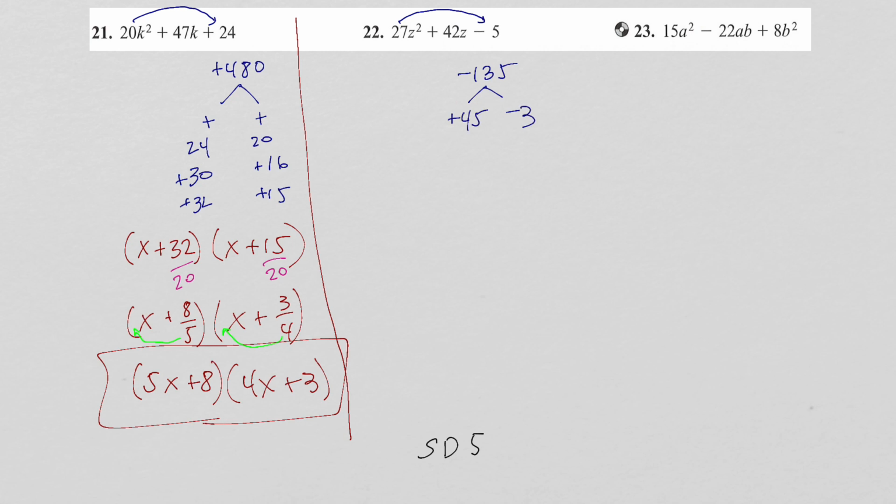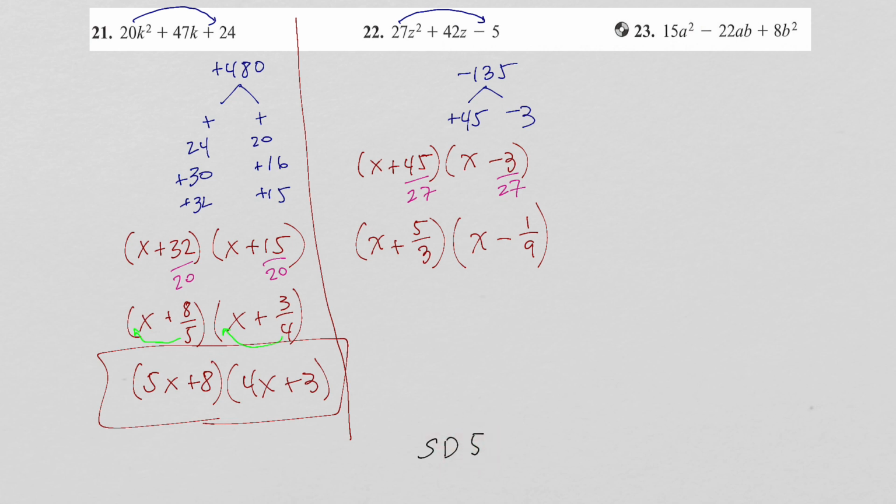And that works. Okay, now, so I have x plus 45 and x minus 3. And then I'm going to divide by what I slid over, the 27. So I'm going to reduce the fractions if I can. Dividing by 9 gives me 5 over 3. And dividing by 3 gives me 1 over 9. That's the divide part. Now the slide part.